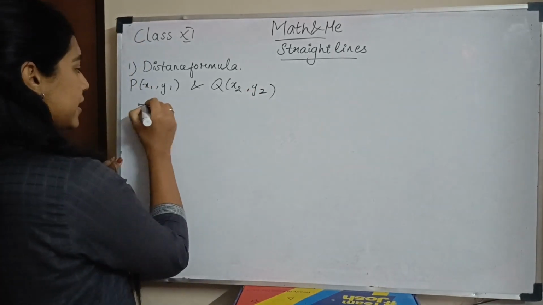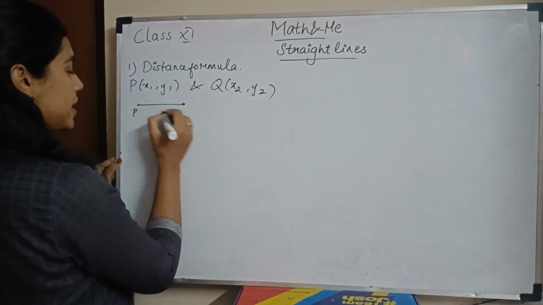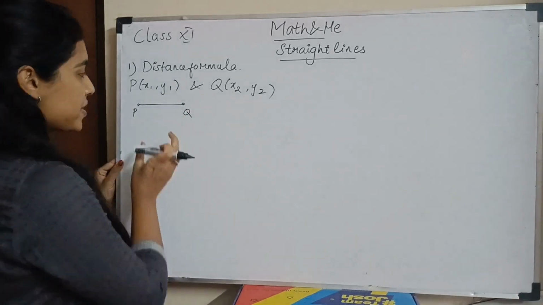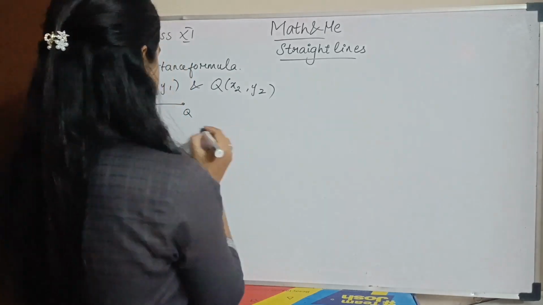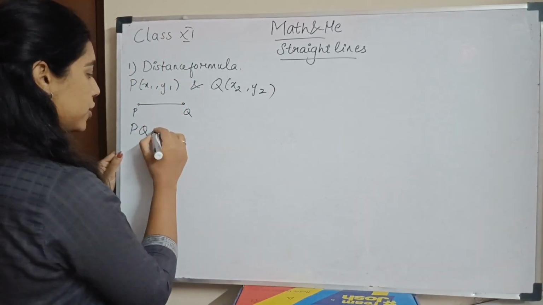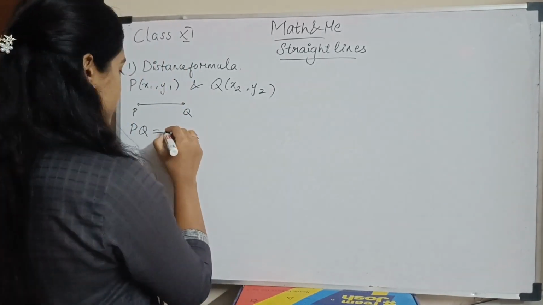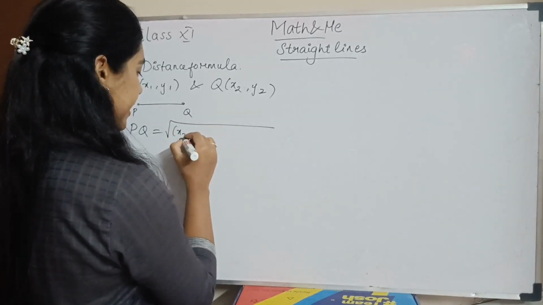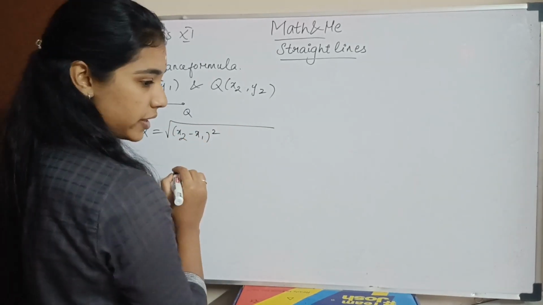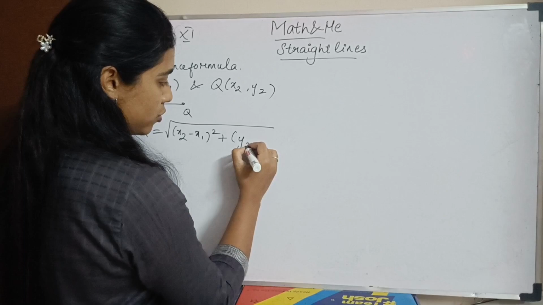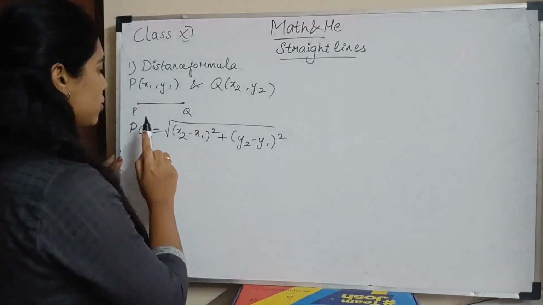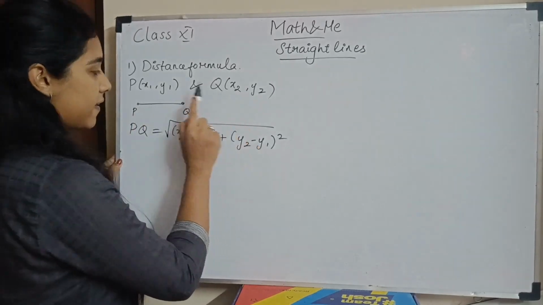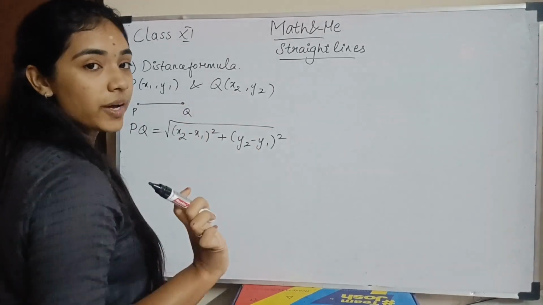So if this is the point P and this is the point Q, the distance between them, the distance PQ is given as PQ is equal to square root of (x2 minus x1) the whole square plus (y2 minus y1) the whole square. Basically, it is the subtraction of the x coordinates and the y coordinates in the square root.